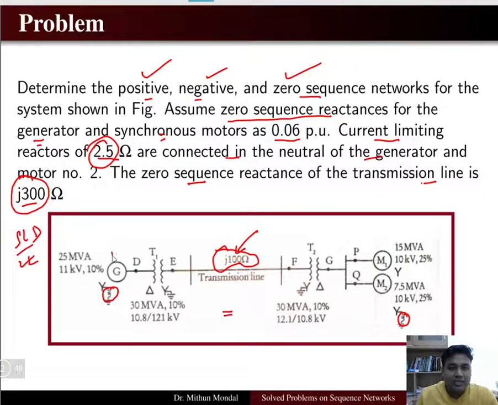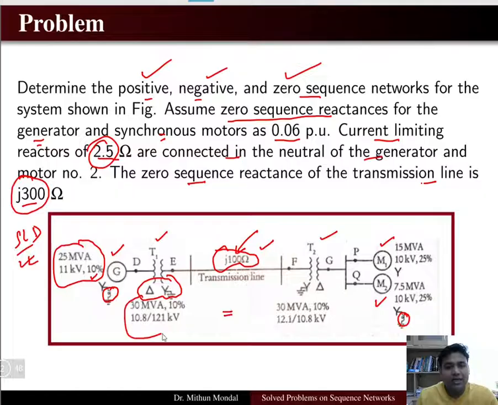We have a generator, then transformer T1, then a transmission line, transformer T2, and two motors M1 and M2 which are connected in parallel. The rating of the generator is 25 MVA, 11 kilovolt with a reactance of 10%. The transformer is a delta star grounded system and it is a 30 MVA, 10%, 10.2 by 121 kV transformer. That is, this transformer is a step up transformer. On the other hand, transformer T2 is 30 MVA, 10%, 12.1 by 10.8 kV.